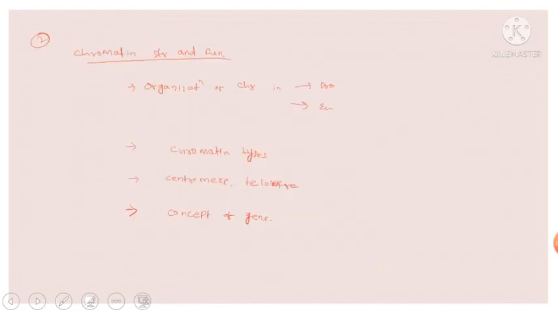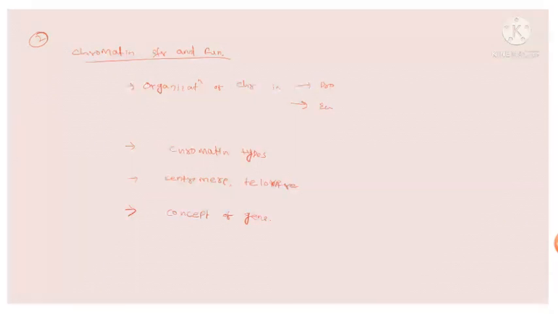Next, chromatin structure and function. In the chromatin structure and function, it includes organization of chromosome in prokaryotes and eukaryotes, chromatin types, centromere and telomere, and concept of gene.